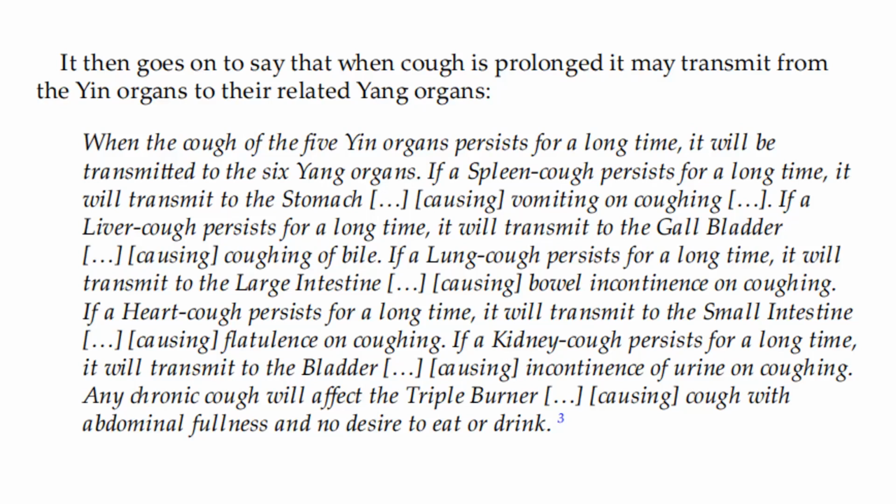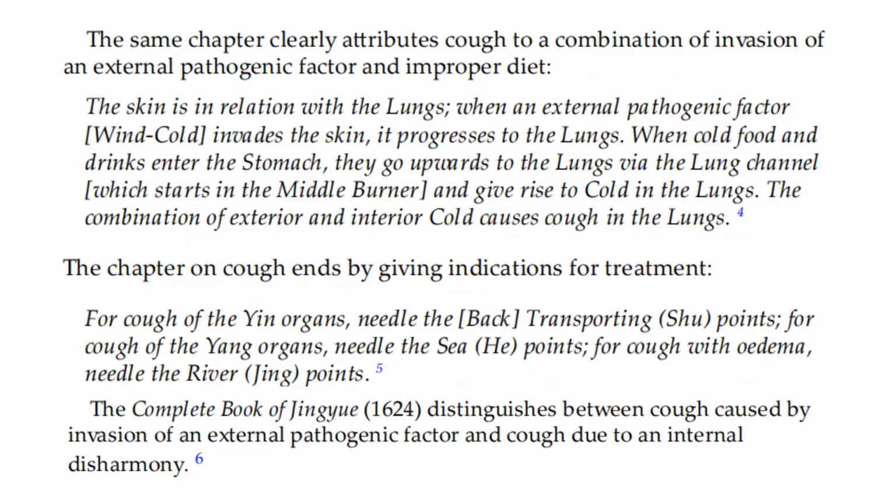If a heart cough persists for a long time, it will transmit to the small intestine, causing flatulence and coughing. If a kidney cough persists for a long time, it will transmit to the bladder, causing incontinence of urine and coughing. Any chronic cough will affect the triple burner, causing cough with abdominal fullness and no desire to eat or drink. The same chapter clearly attributes cough to a combination of invasion of external pathogenic factor and improper diet.